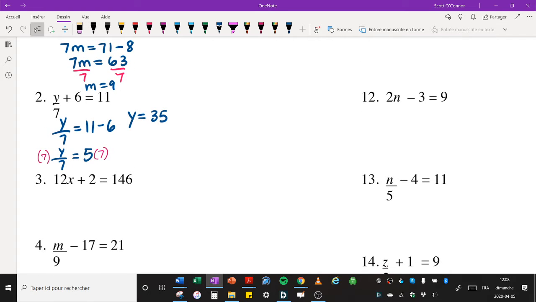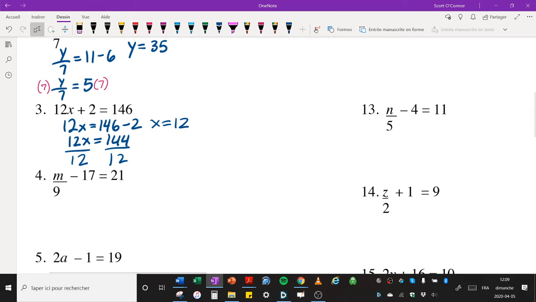Question number 3. Question number 3, I have 12x plus 2 equals 146. I'm going to subtract 2 from both sides to get rid of plus 2. I have plus 2 in the way. I have multiply by 12 in the way. To get rid of plus 2, I subtract 2. Subtract 2 from both sides, I get 12x is equal to 146 subtract 2. 12x is equal to 144. 146 minus 2. Now I have multiply by 12 in the way. I divide both sides by 12. x is now equal to 12.